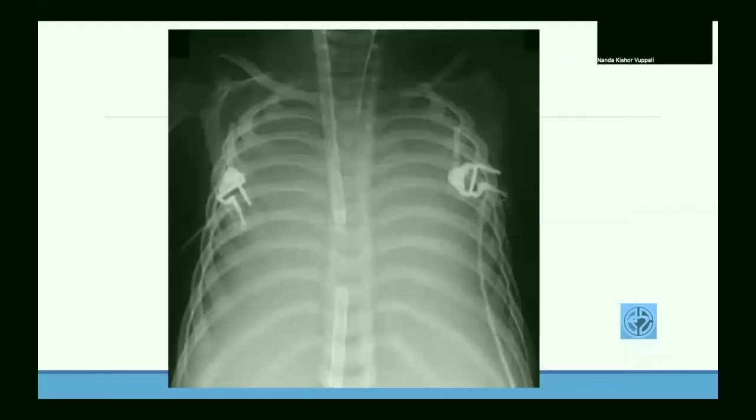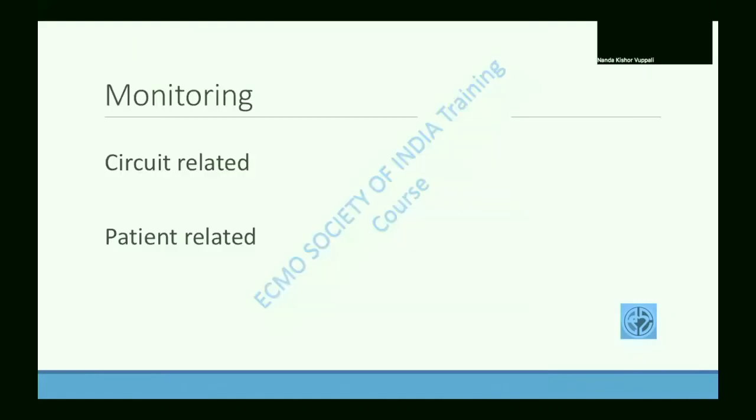This is an X-ray showing the two cannulas are too close to each other, so the risk of recirculation is there. If recirculation is there, you'll see the two limbs bright red, and then you need to adjust the cannula position to see a good color difference between the return and drainage limb. Then coming to monitoring, for discussion's sake, we can categorize into circuit-related monitoring and patient-related monitoring.